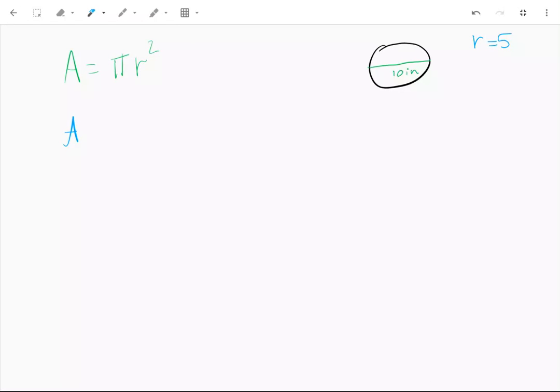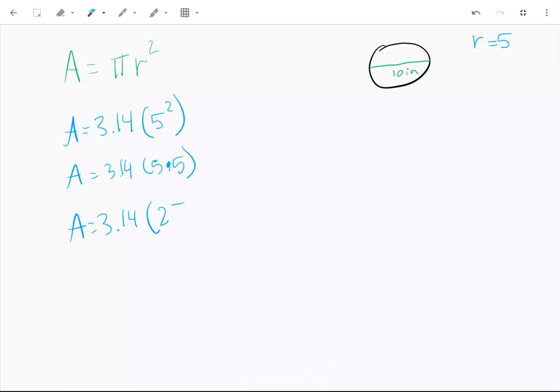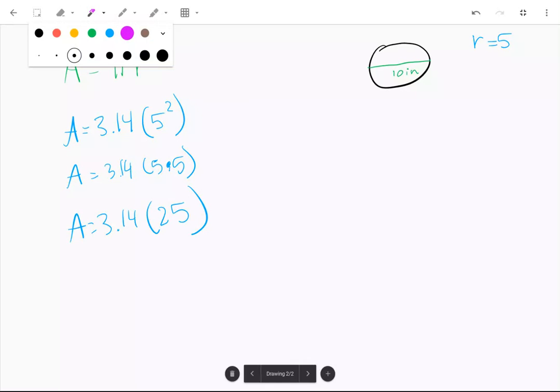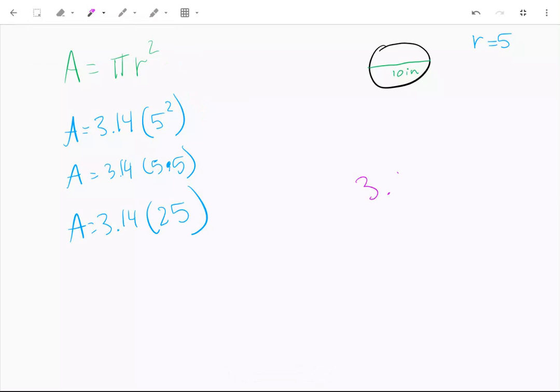So I have area is equal to pi, which we write as 3.14, times 5 squared. And just like before, when we are squaring a number, that's just writing the base 2 times. So I have area is equal to 3.14 times 5 times 5. Okay, so 5 times 5 equals 25. So I'm going to rewrite my formula again, and then I'm going to move it out to the side and solve. So we have 3.14 times 25.